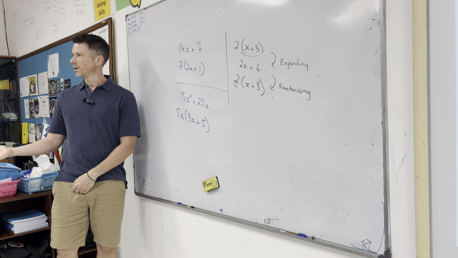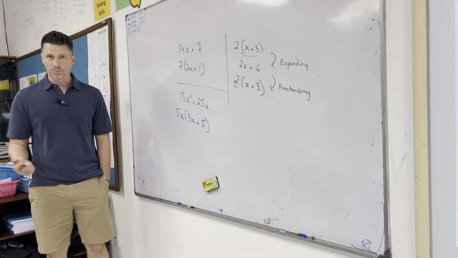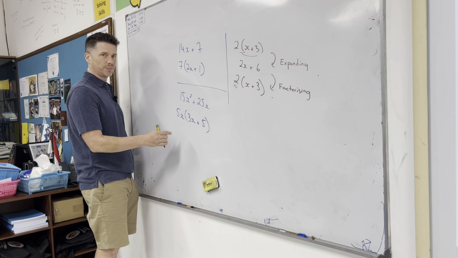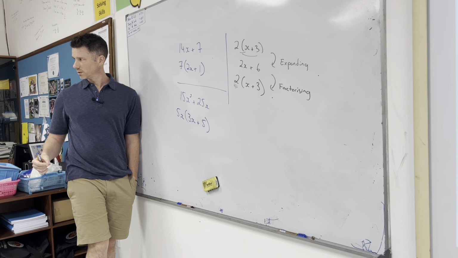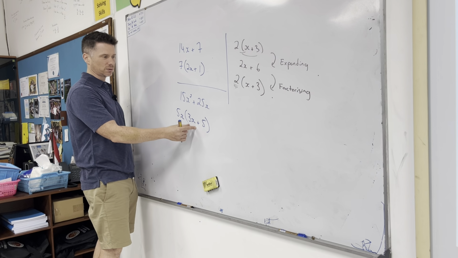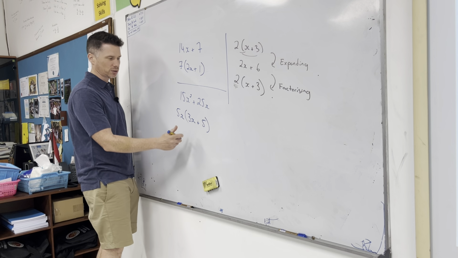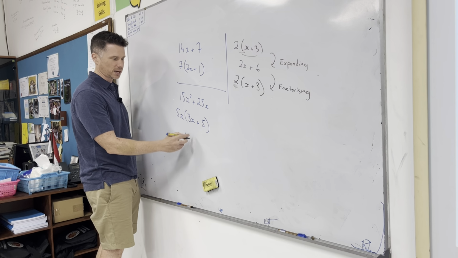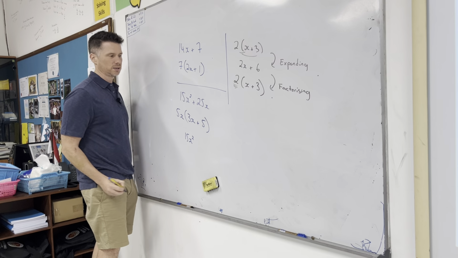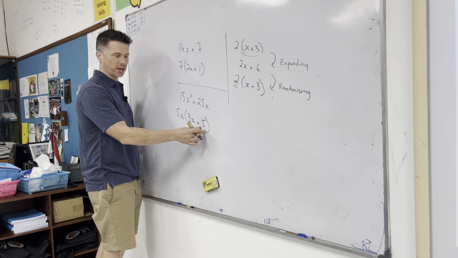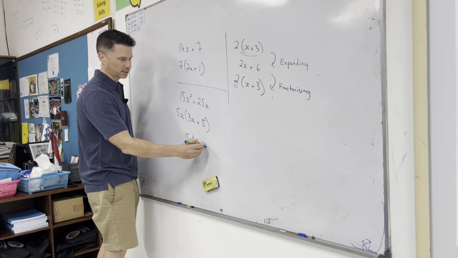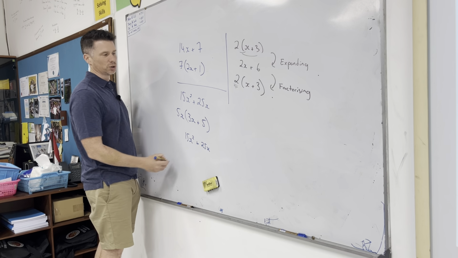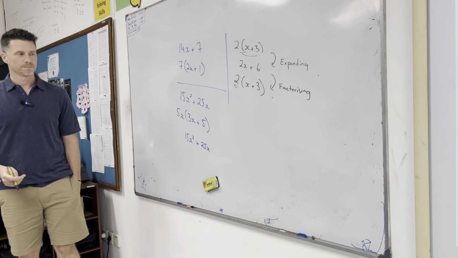Well, how do we test it? We can test it by multiplying it again. 5x times 3x gives what? 5 times 3 gives 15. x times x gives x squared. 5x times 5 now gives 25, and the x is still with this. So it does work. I fully factorized.